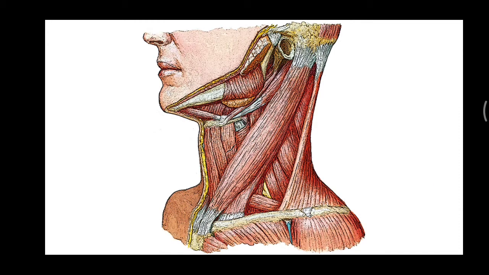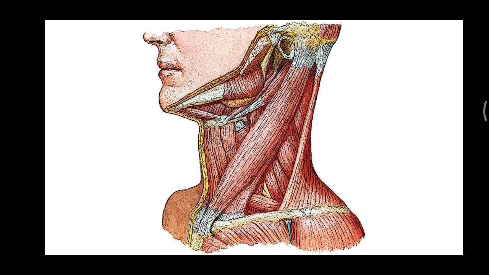Let's look at the triangles one by one. First, the occipital triangle, that is over this large region. The occipital triangle is bounded in front by the posterior border of the sternocleidomastoid muscle, behind by the anterior border of trapezius, then below by the inferior belly of omohyoid.